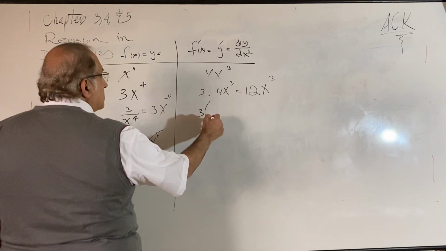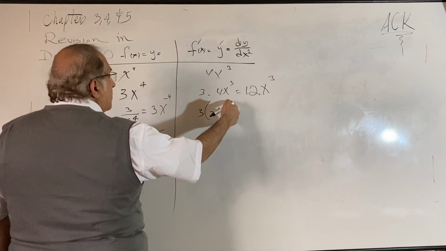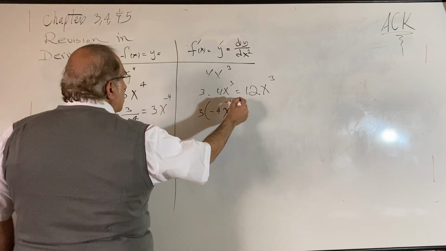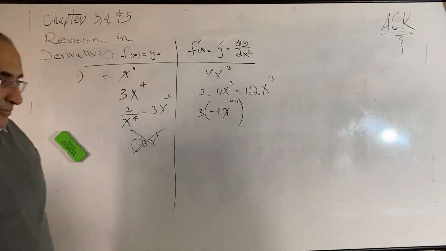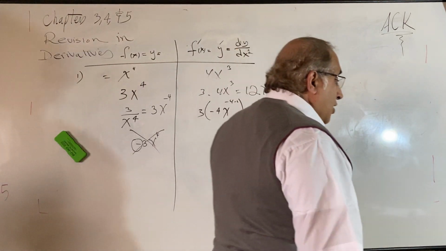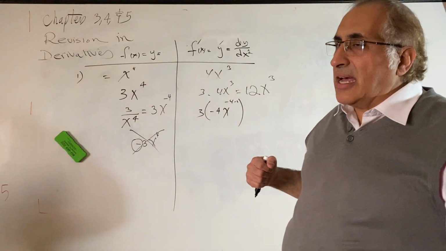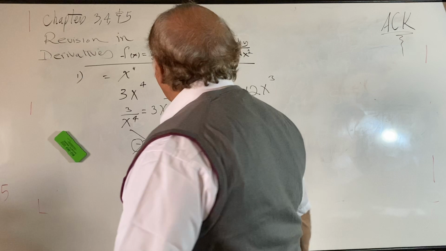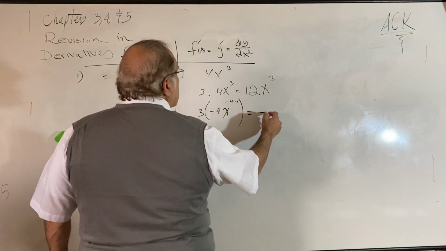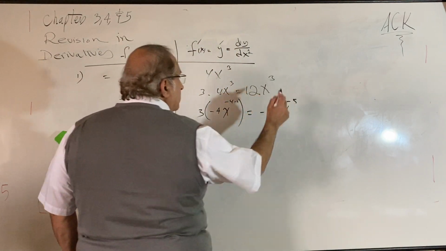Leave the 3, bring the 4 down, minus 4 minus 1. Many people will say minus 3. I got you. No. Negative 4 and negative 1. It's 5. So the answer is negative 12x to the power negative 5.